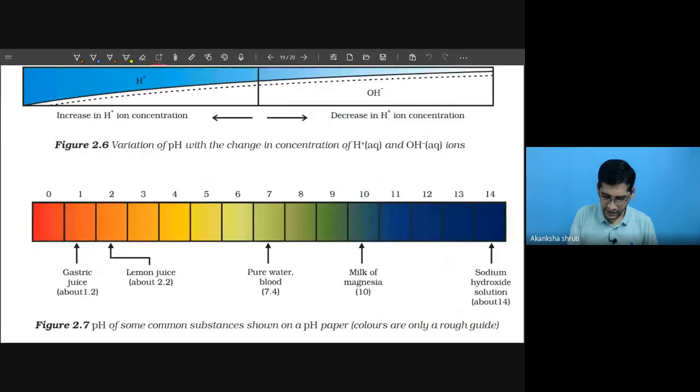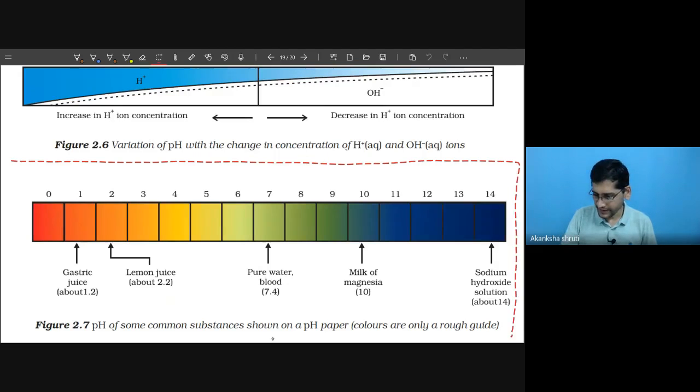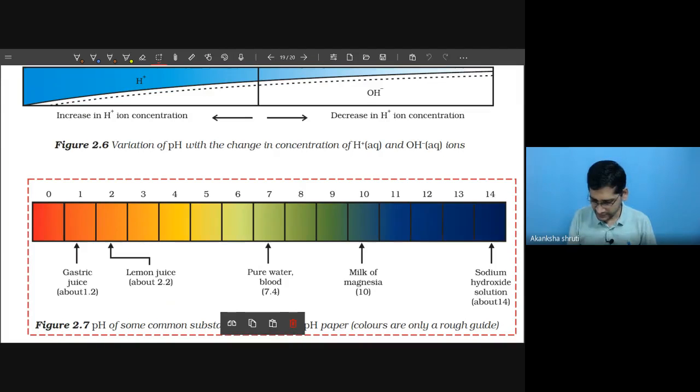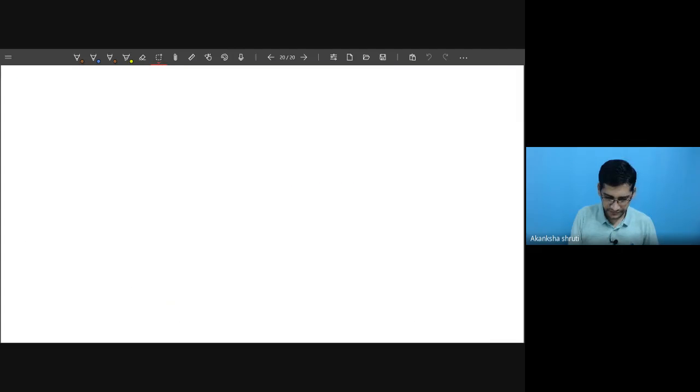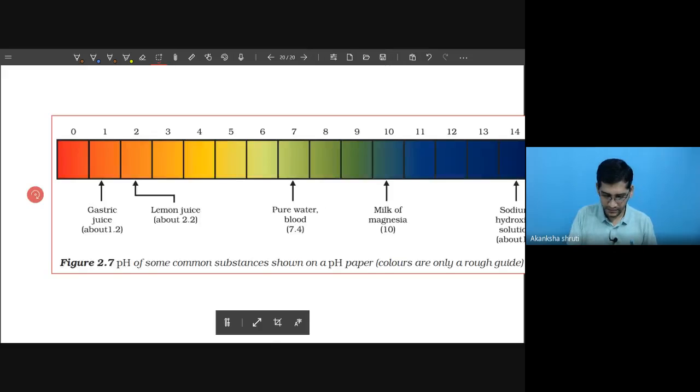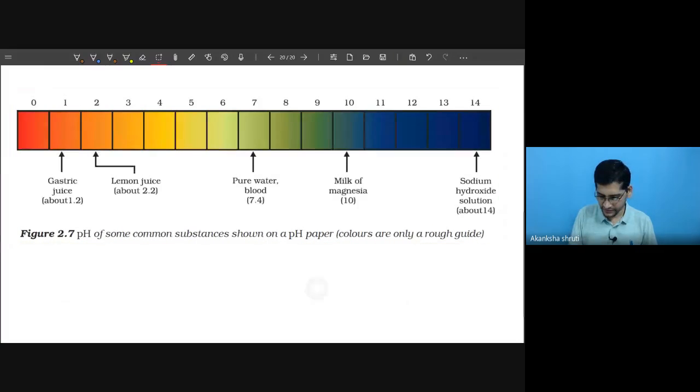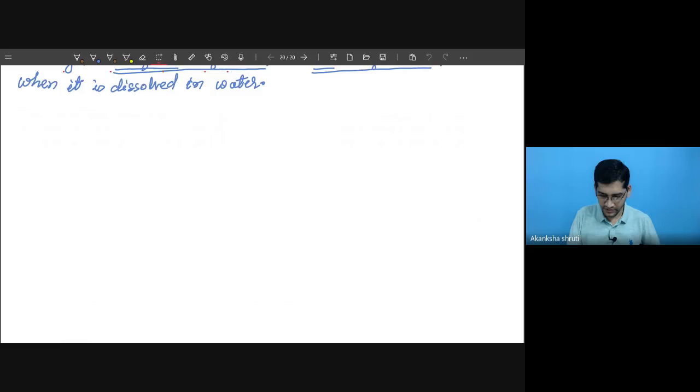So their strength is indicated by the number of H plus or OH minus. H plus for acid and OH minus for the base. So how is it varying? This thing we have to look at.